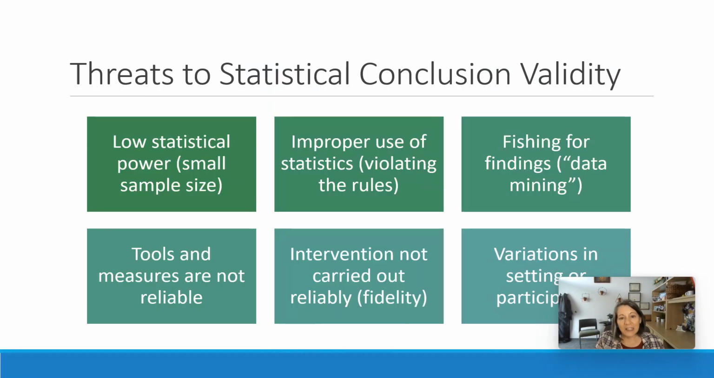Okay, lots of threats to statistical conclusion validity. And these all have to do with the numbers, okay? Not having enough power, not using my statistics in the appropriate way. Maybe I used the wrong tool. Maybe I shouldn't be doing a t-test. Maybe I should be doing a different kind of statistical test. I have to know the right test to use.